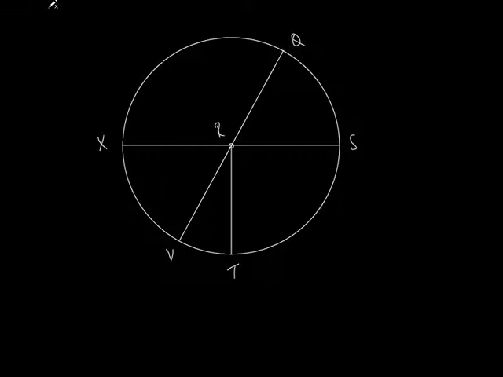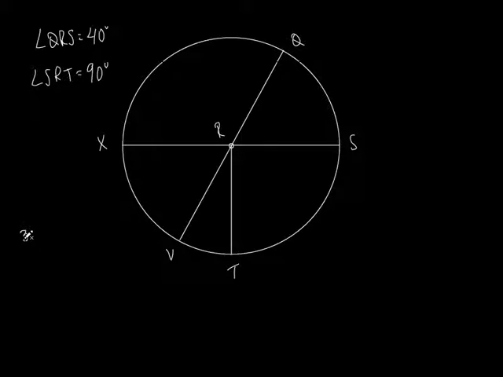Okay, here's our picture. Let's see what they tell us first, and then we'll write down what we're trying to find. So they tell us that angle QRS is 40 degrees. So we'll mark that in a second. And then angle SRT is 90 degrees.